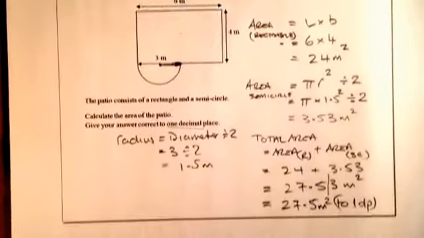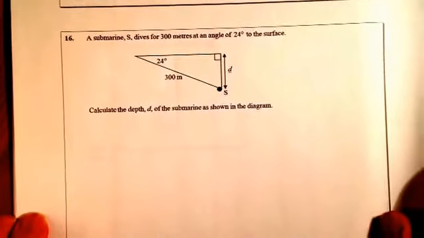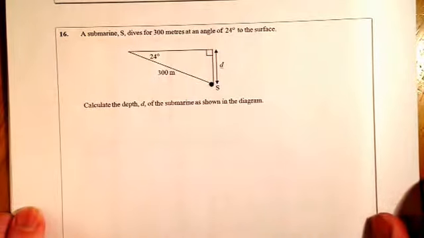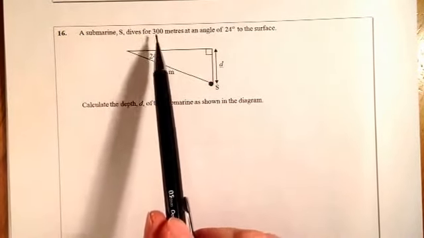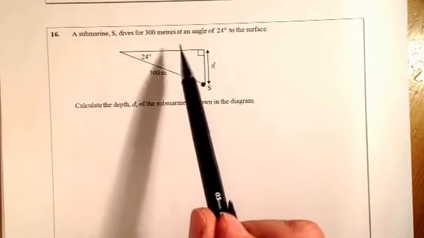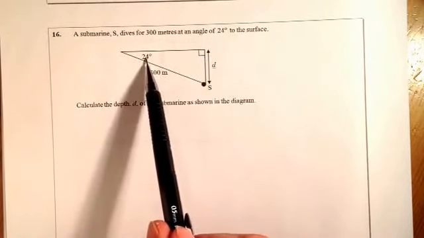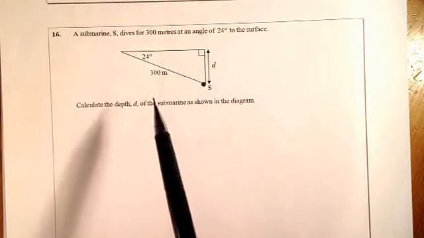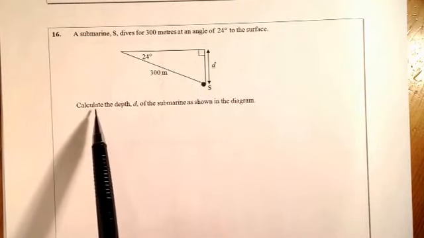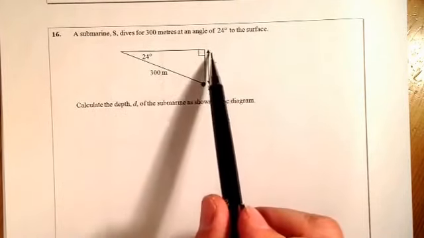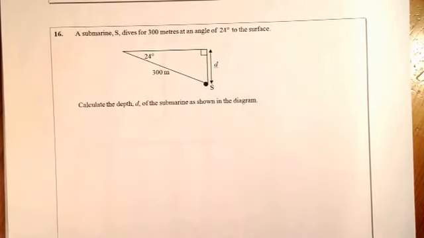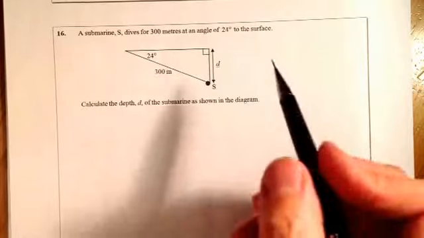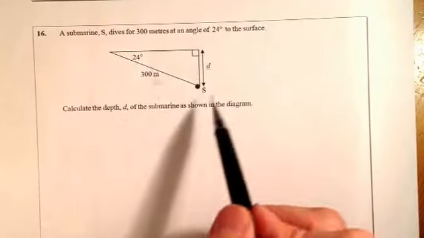Right, question 16. Okay. This will be the last one in this video clip. We'll finish with this one here. A submarine S dives for 300 metres, at an angle of 24 degrees to the surface. Calculate the depth D of the submarine as shown in the diagram. Okay then.